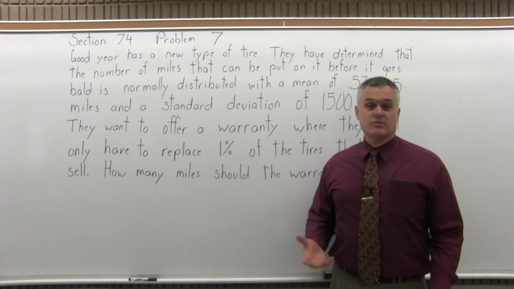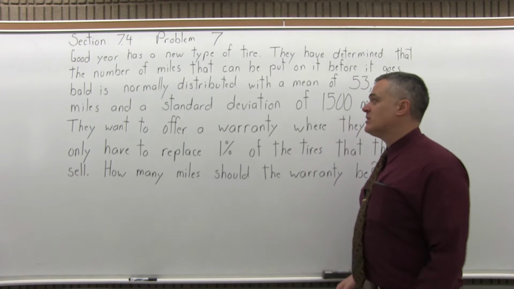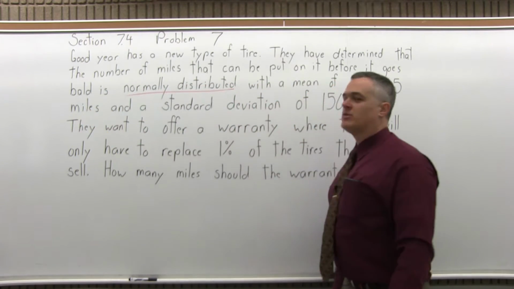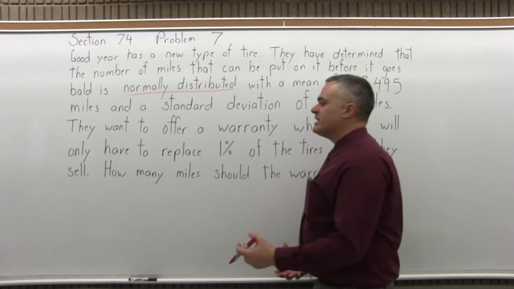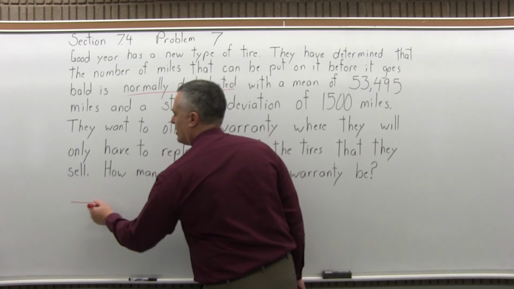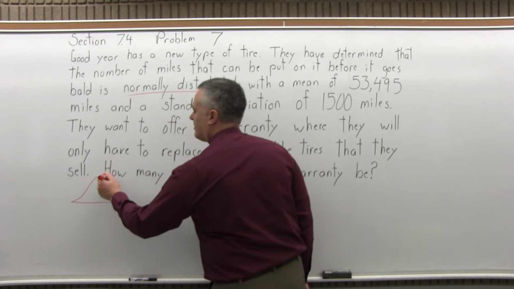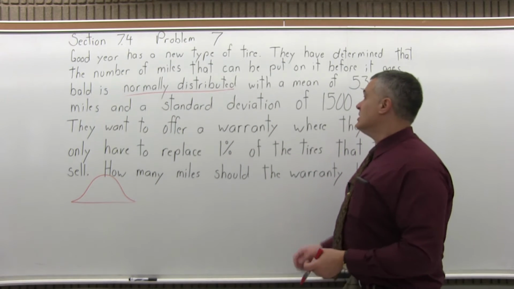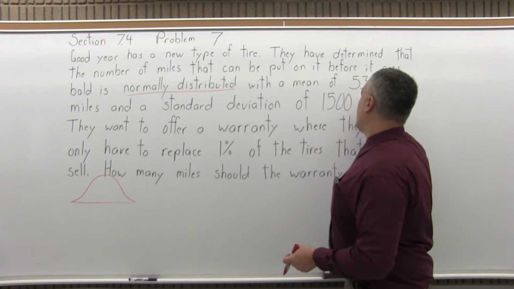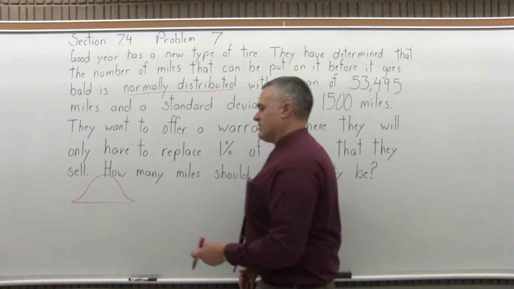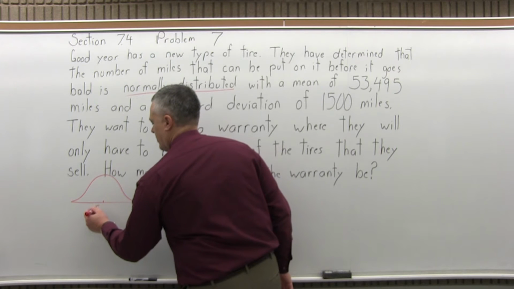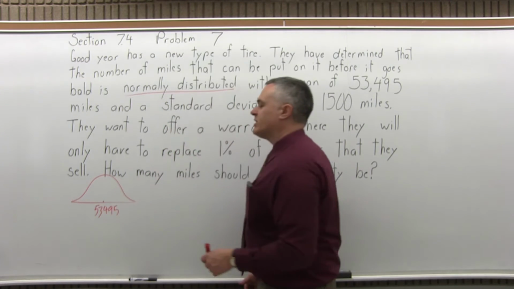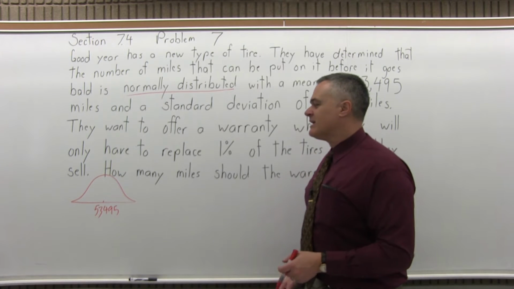So this is a pretty realistic problem. This is how a lot of warranties are determined. The key to getting this one started again is the phrase normally distributed. Because that phrase is in the problem, it means the problem is going to involve the bell curve and the chart that goes with it. The middle number on that bell curve is the average, which is 53,495. You can do this whole problem without drawing a picture, but I think it helps.